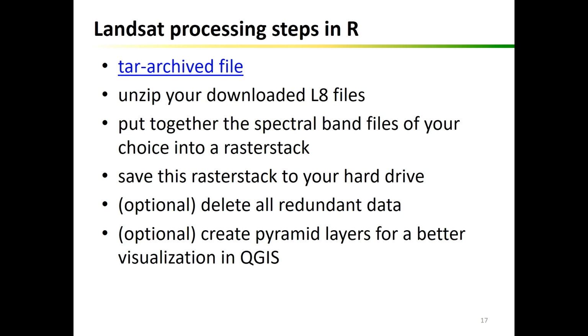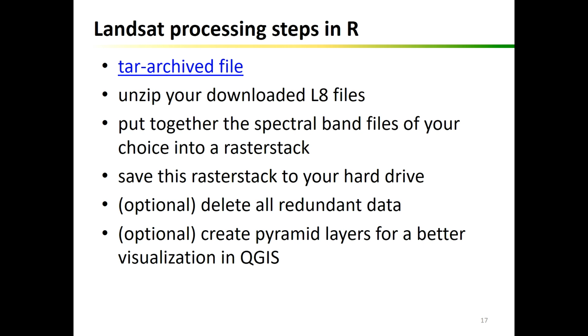This tar archived file always contains spectral bands as individual georeferenced TIFF images. What we would like to do is stack these images into a single GeoTIFF file, so into a so-called raster stack in R. Afterwards, it is much easier to work with such a raster stack. While this could also be done in QGIS, we will use R for this preprocessing because it is easier to automate things in R rather than in QGIS.